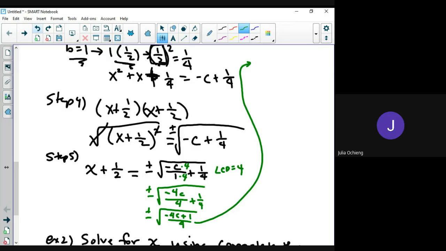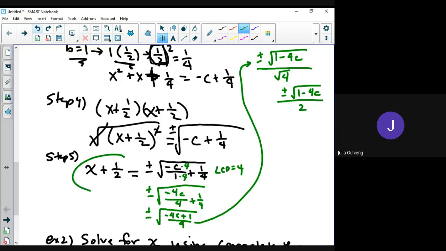That's going to be the same thing as plus or minus square root of 1 minus 4c. I'm just flipping the order of the 1 and negative 4c. So 1 minus 4c all over the square root of 4. And I just pushed the plus minus sign to the top. Square root of 4 you can simplify. See if you can figure out what that is. If you got 2, that's good. And then I'm going to copy down the x plus 1/2 on the other side of that equation.